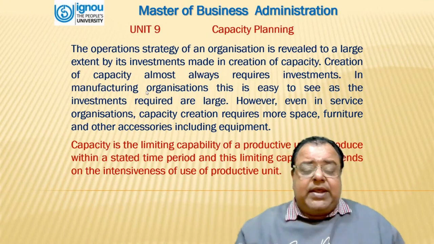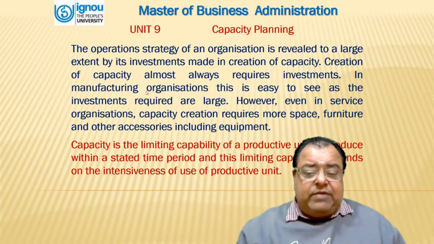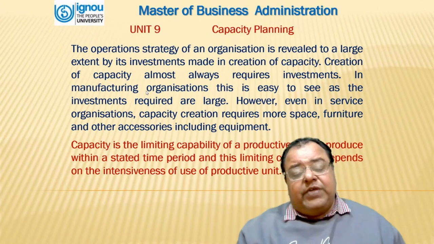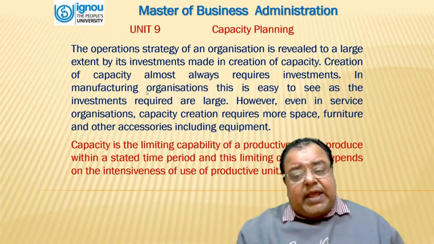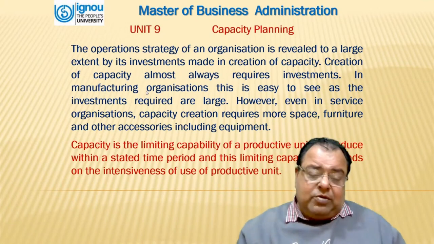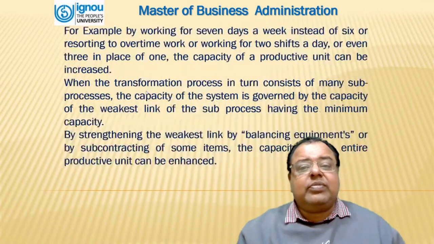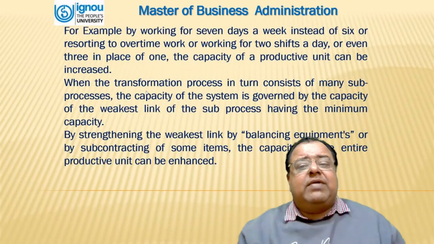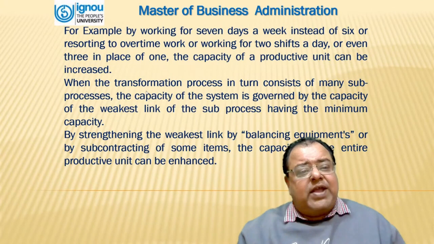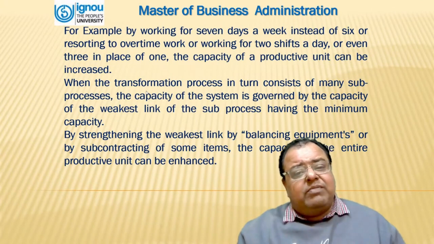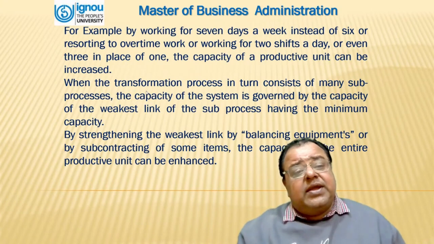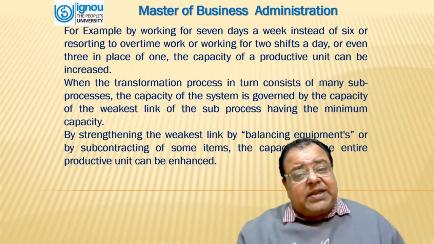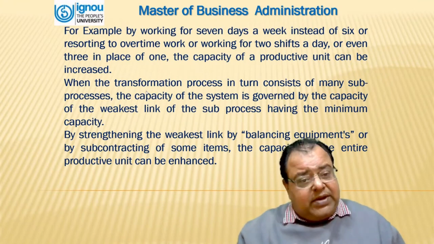Capacity is the limiting capability of a productive unit to produce within a stated time period, and this limiting capability depends on the intensiveness of use of the productive unit. For example, by working 7 days a week instead of six, resorting to overtime work, or working two shifts a day, or even three, the capacity of a productive unit can be increased.